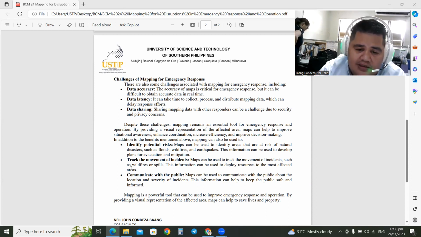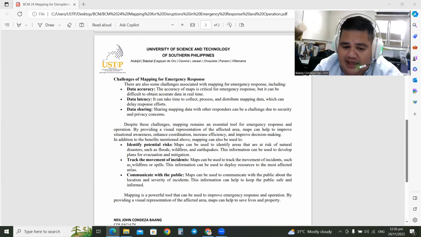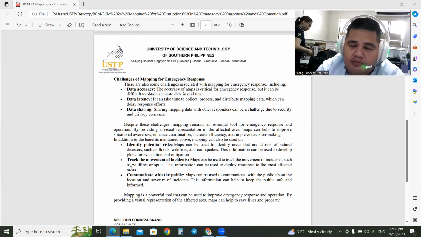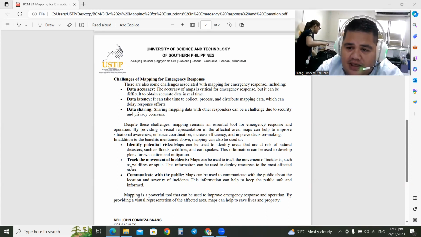So to conclude, mapping is a powerful tool that can be used to improve emergency response and operation. By providing a visual representation of the affected area, maps can help to save lives and property.